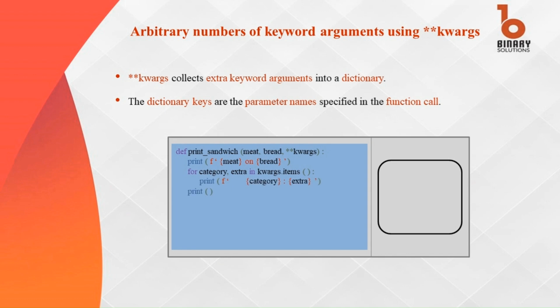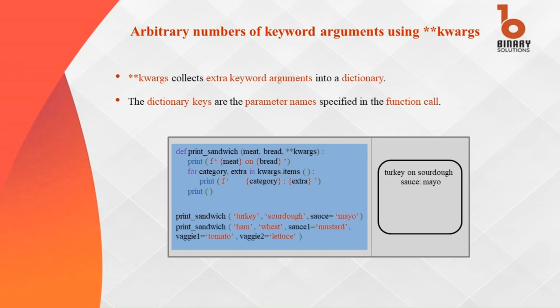It then iterates through the double asterisk kwargs dictionary, printing each key value pair to describe additional customizations, such as sauces or vegetables. For example, the first function call outputs turkey on sourdough with sauce mayo, while the second call lists ham on wheat with various customizations like sauce 1 mustard, veggie 1 tomato, and veggie 2 lettuce. This flexibility allows the function to accommodate varying numbers of keyword arguments.